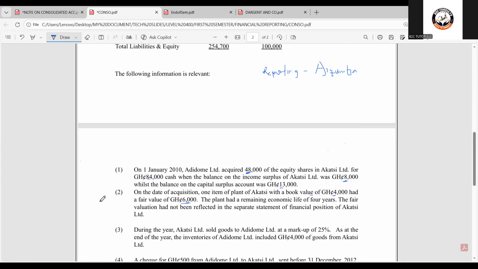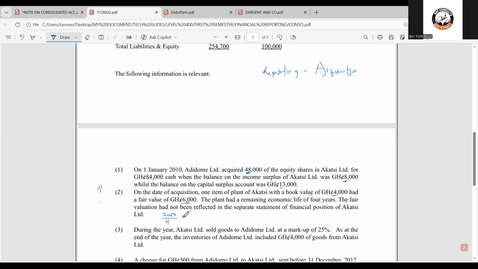Now, having said that, I stated that if there is a fair value adjustment, there will be depreciation. Now that the fair value is high, it means that we undercharged depreciation. It means that depreciation that was recorded was just on the 4,000. It should have been on the 6,000, which means that we have undercharged depreciation. So we need to charge depreciation rightly. And then they've given us the useful life of the asset. So it becomes the fair value adjustment, which is the 2,000 divided by 4 years to find depreciation for 1 year.